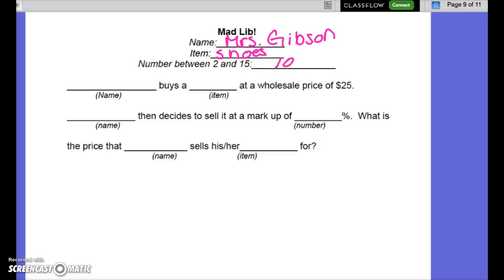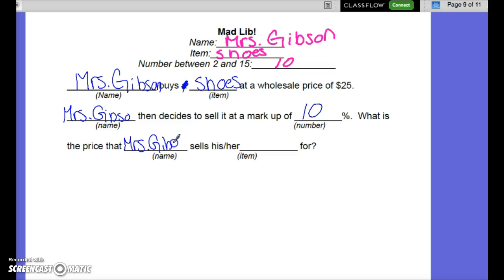So let's go ahead and fill it in. Mrs. Gibson, and you can pick a different name, buys shoes at a wholesale price of $25. Mrs. Gibson then decides to sell it at a markup of 10%. What is the new price that Mrs. Gibson sells her shoes for?